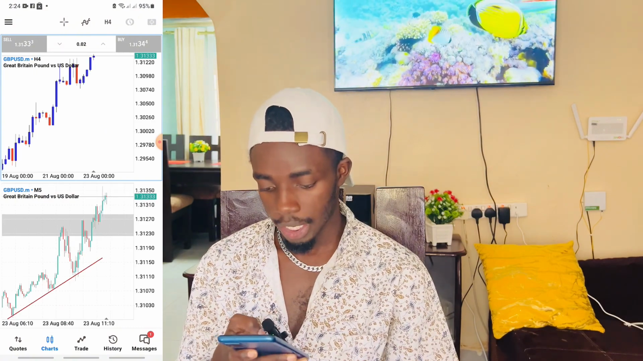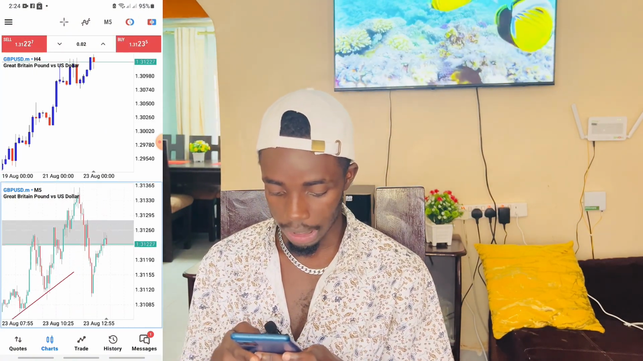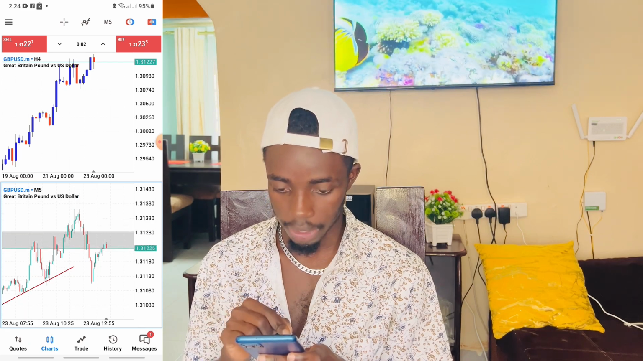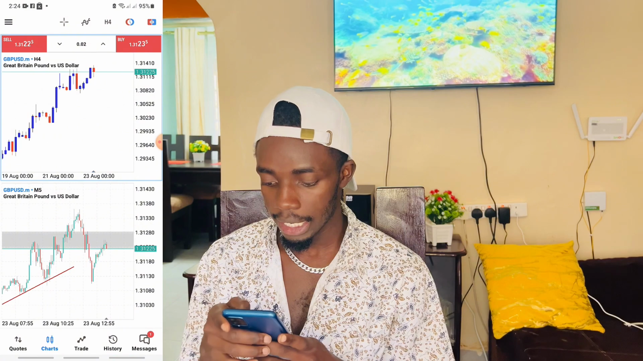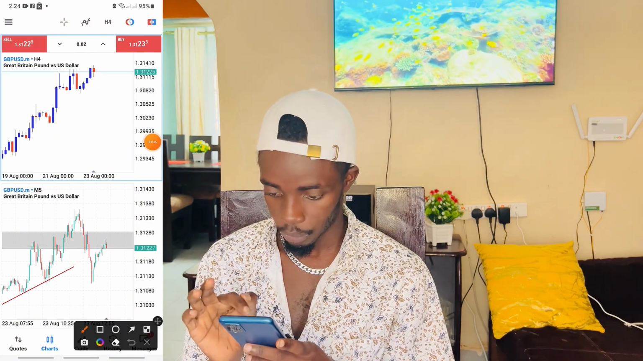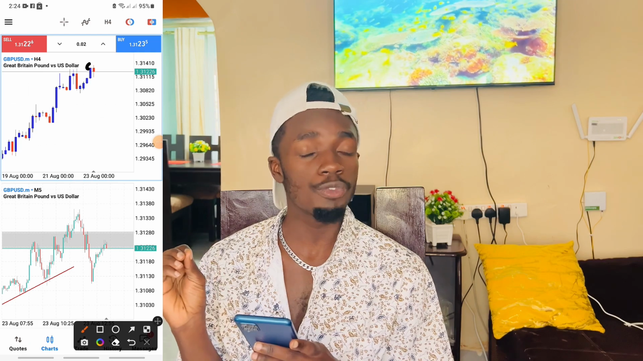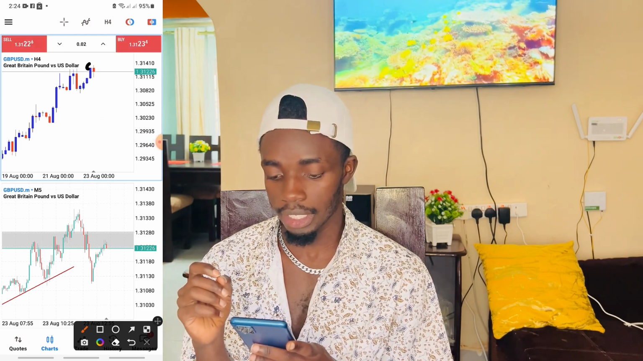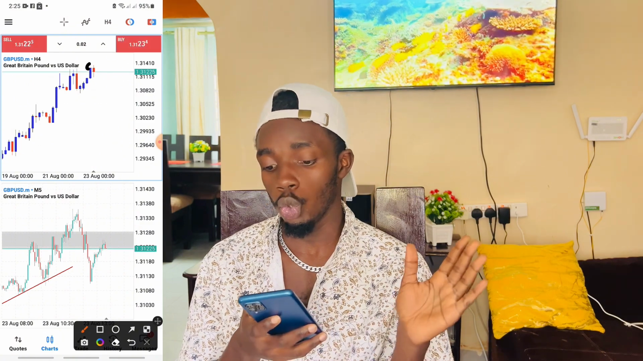In the MT5, this is how the account is looking. This is how we managed to enter there, and we entered this trade using this candlestick. It had not finished forming, so that was the first mistake we made, because if you want to take a trade, wait first until the candle closes.